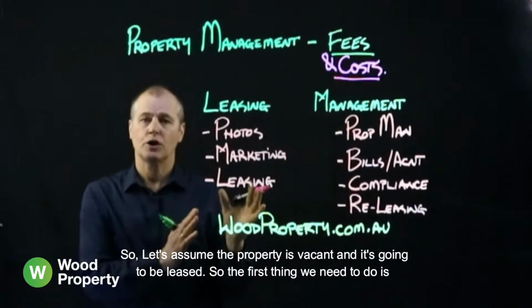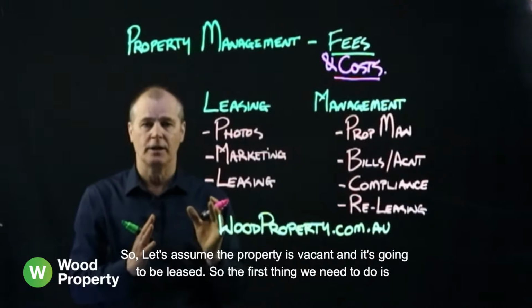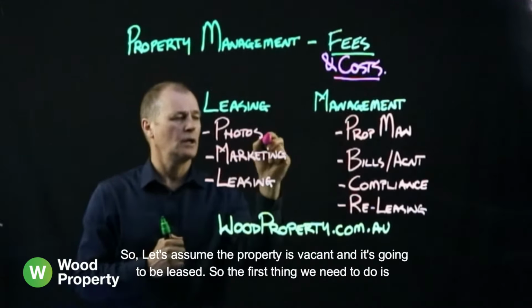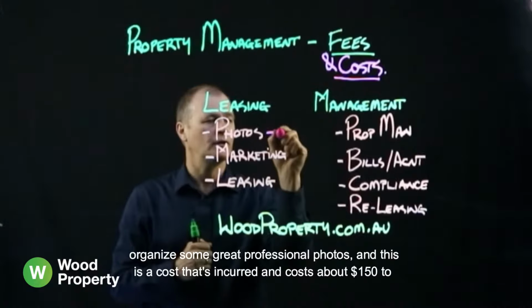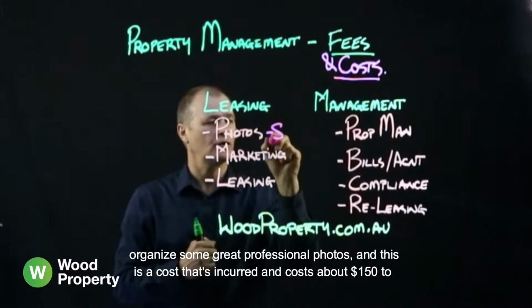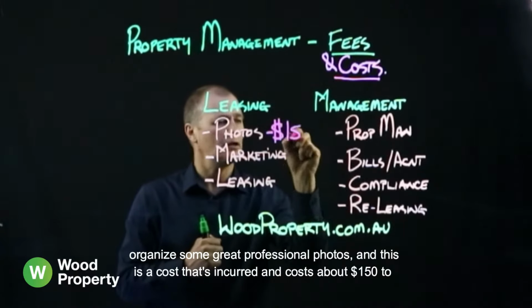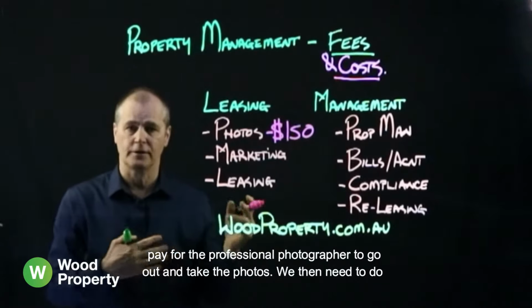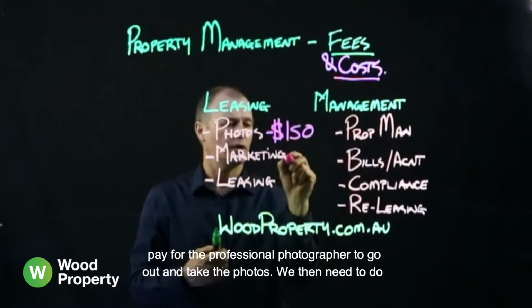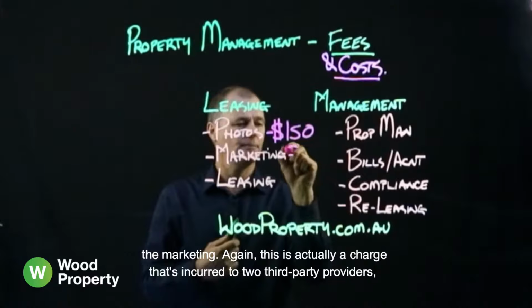So let's assume the property is vacant and it's going to be leased. So the first thing we need to do is organise some great professional photos. And this is a cost that's incurred and costs about $150 to pay for the professional photographer to go out and take the photos. We then need to do the marketing.